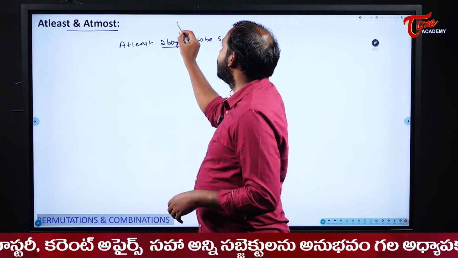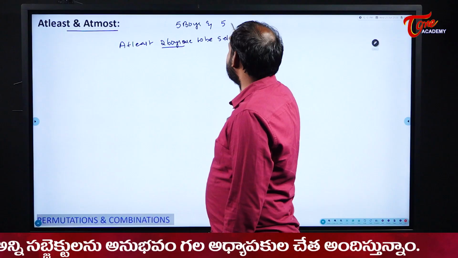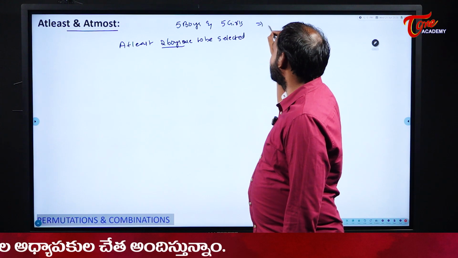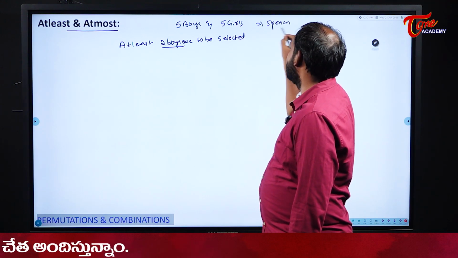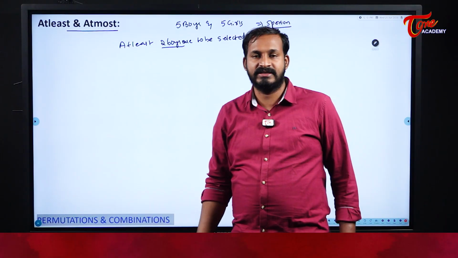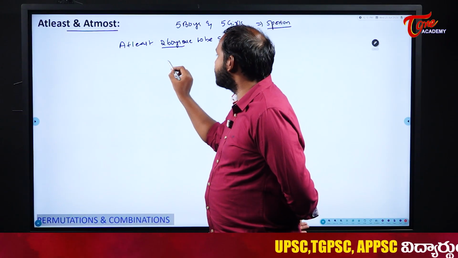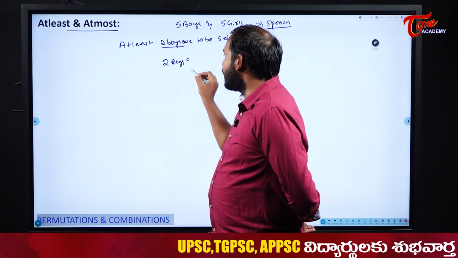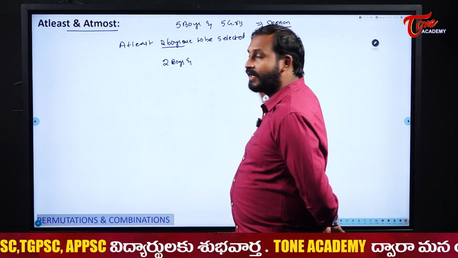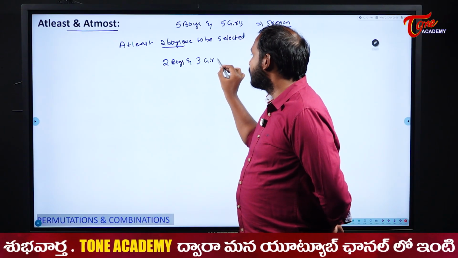For example, for me 5 boys and 5 girls are there. From this I need to select 5 persons. And the condition they have given is at least 2 boys should be there from this 5. That means at least means minimum 2 boys should be there, right? So what is the condition? I can take 2 boys. And the total sum should be what? 5. Why? Because I need to choose 5. If 2 are boys, the remaining 3 will go for girls.